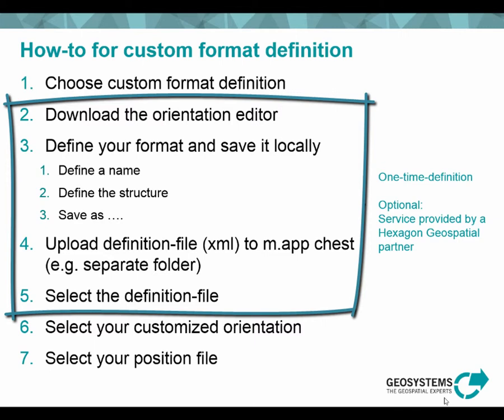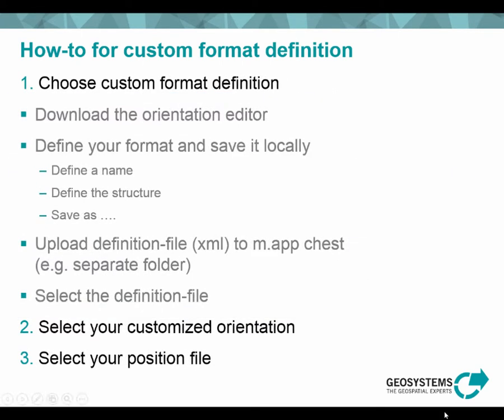It also can be prepared by a Hexagon Geospatial partner. In the future, 3 steps are sufficient. As first step, the customized format definition has to be chosen. Following this, the customized orientation and the text file containing the position information of the flight have to be selected.